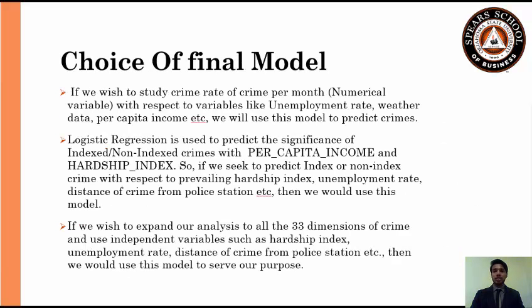Now let's move on to the choice of our final model. If we wish to study the crime rate of each crime per month with respect to variables like unemployment rate, weather data, per capita income, etc., we will use the multiple regression model. Logistic regression is used to predict the significance of index and non-index crimes with per capita income and hardship index. So if we seek to predict index or non-index crime with respect to the prevailing hardship index, unemployment rate, distance of crime from police station, etc., then we would use this model. And if we wish to expand our analysis to all the 33 dimensions of crime and use independent variables such as hardship index, unemployment rate, distance of crime from police station, etc., then we would use the CHAID tree to serve this purpose.